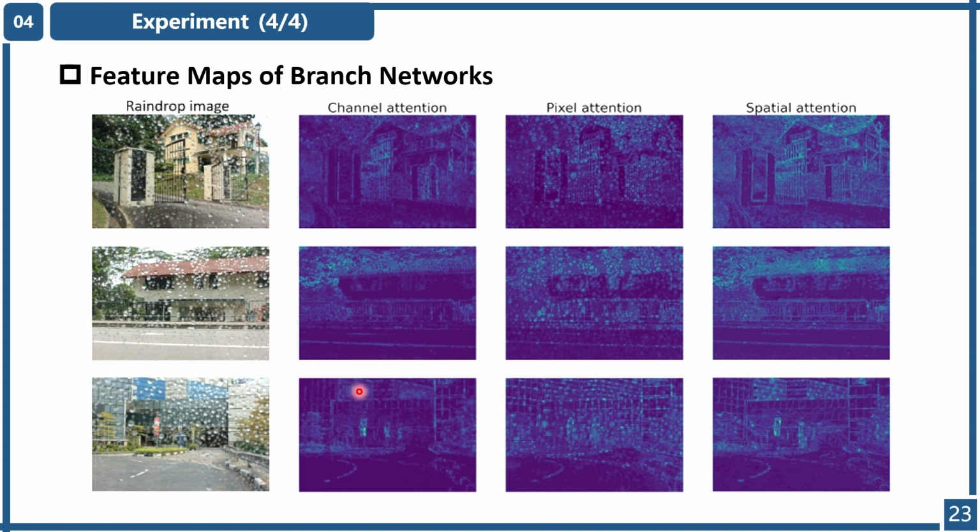M cells are particularly sensitive to low spatial frequency. You will notice that the feature maps in the second column are less responsive to high-frequency details such as edges and textures compared to those in the last column.